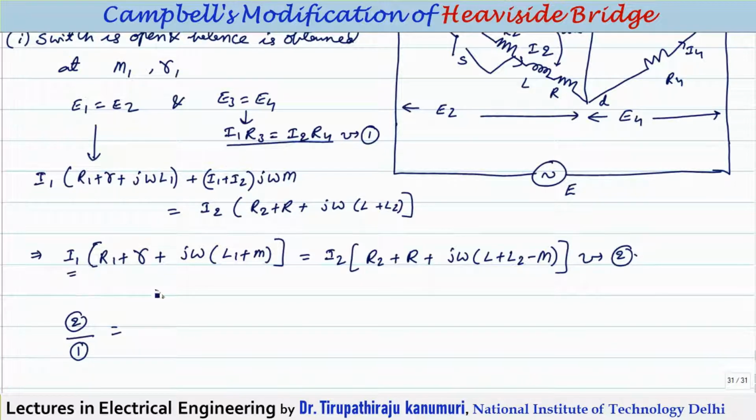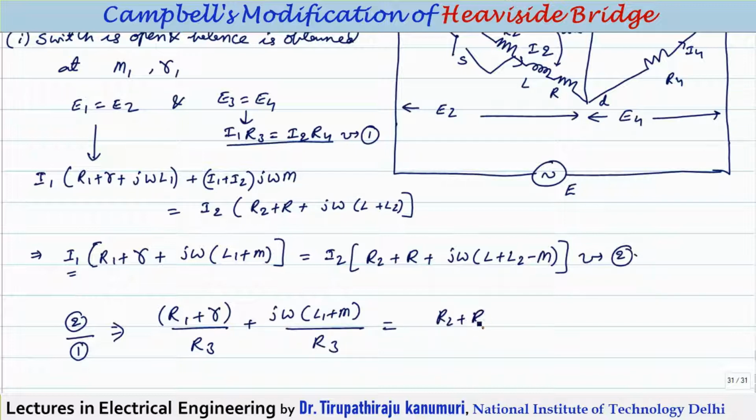So I1 will cancel here. This will become R1 plus R divided by R3. This is the real term, and the imaginary term is j omega into L1 plus M divided by R3, and in the right hand side it will be R2 plus R divided by R4 plus j omega into L plus L2 minus M divided by R4. Getting it? Now I can simplify this.